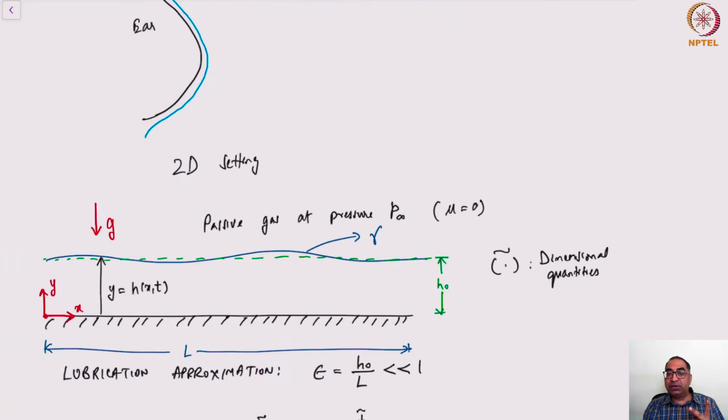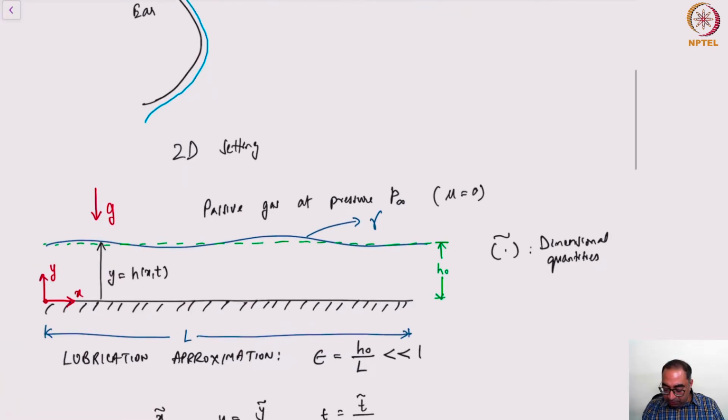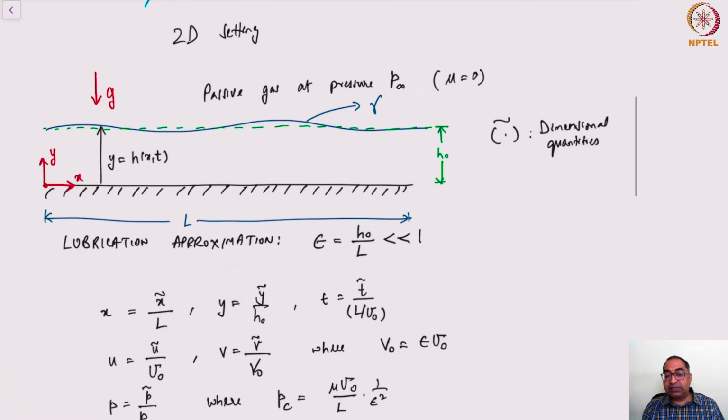So we'll make use of two distinct approximations. One is the lubrication approximation, which will first allow us to simplify the equations of motion and the boundary conditions. And then we will do a linear stability analysis on the simplified equations. So that's the strategy that we're going to follow. Now, we've already derived the non-dimensionalization procedure for lubrication approximation problems.